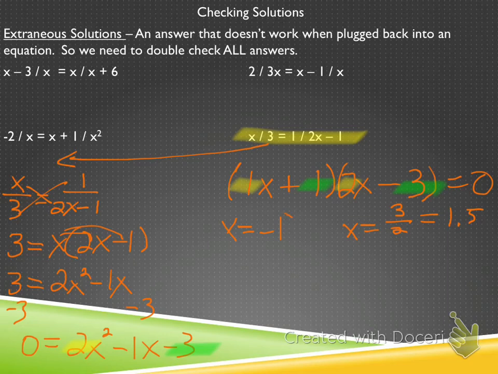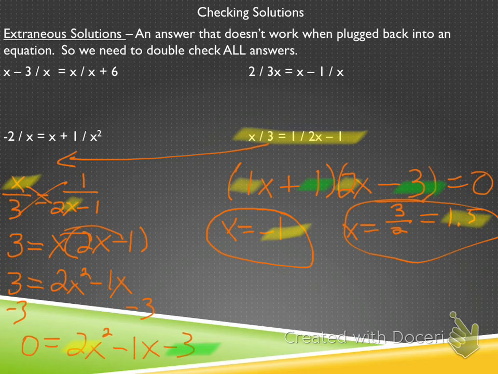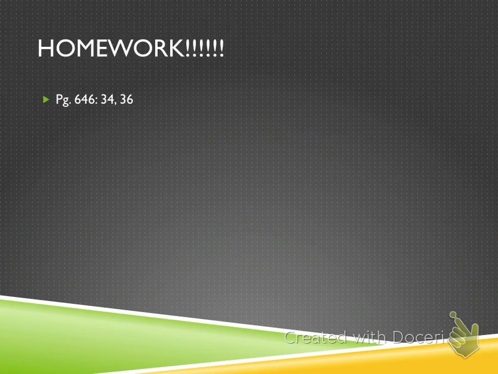And again, I would still double check each of these. Plug it back in the equation, and they both work out in this case. Again, there could be two solutions, there could be one solution, there could be no solution, there could be 5 solutions. It really depends. So make sure that you double check each of your answers. And there's the homework.